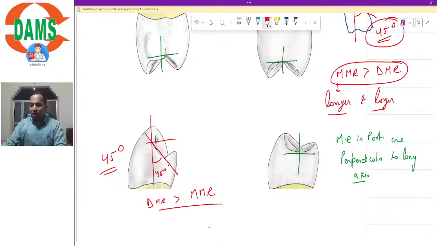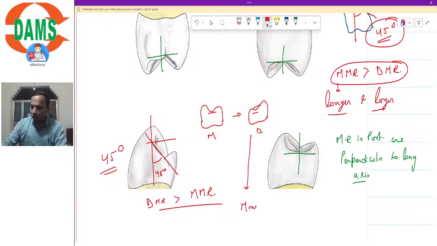So what it means is that when you look at the tooth, let's say this is the tooth from the mesial view, and this is the same tooth from the distal view, right? This is the mesial view, this is the distal view. So the mesial marginal ridge is higher as compared to the distal marginal ridge. So what it means is more of the occlusal surface would be visible from the distal side. So more of the occlusal surface is visible from the distal side in any posterior tooth because the mesial marginal ridge is higher.